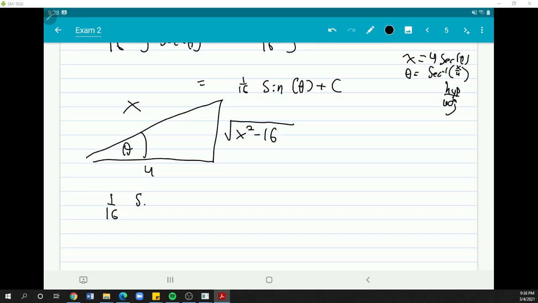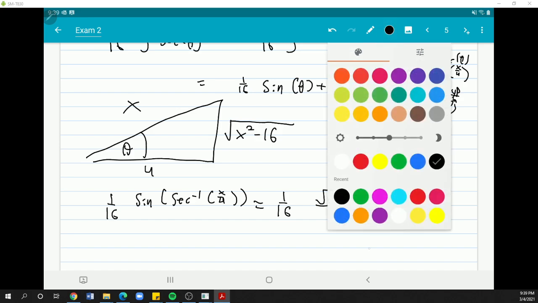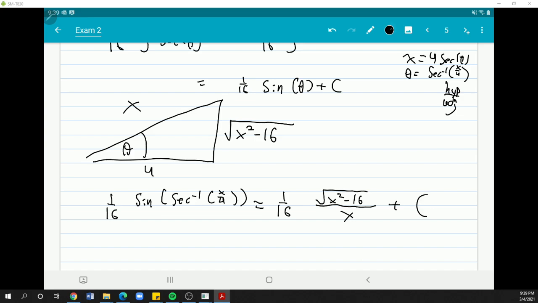So 1 over 16 sine, we said theta is secant inverse x over 4. And so finally we get 1 over 16. Sine is opposite over hypotenuse. So the opposite is the square root x squared minus 16. And the hypotenuse is x. And then, as always, add on the plus c. And everything's looking good.